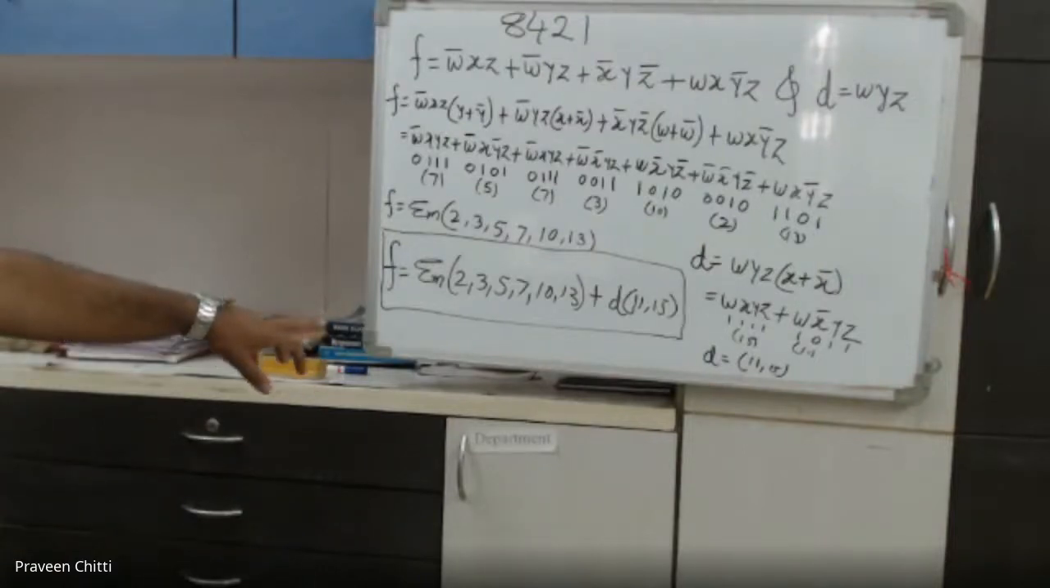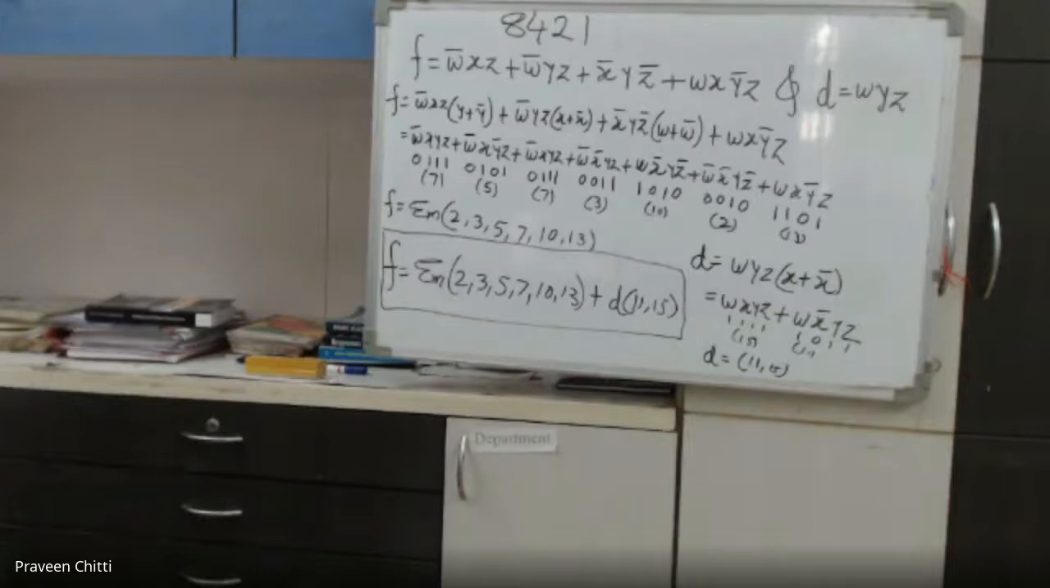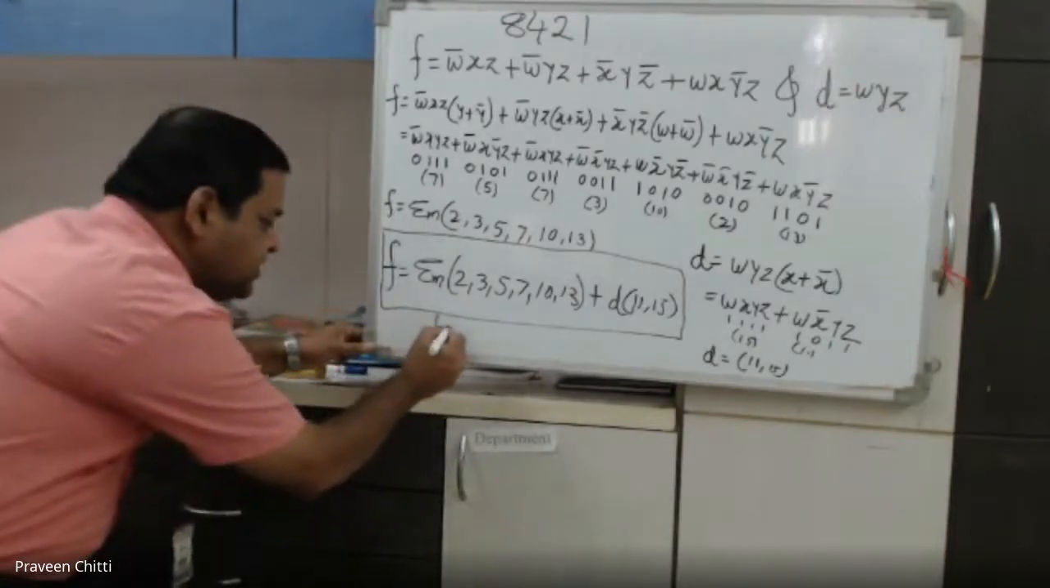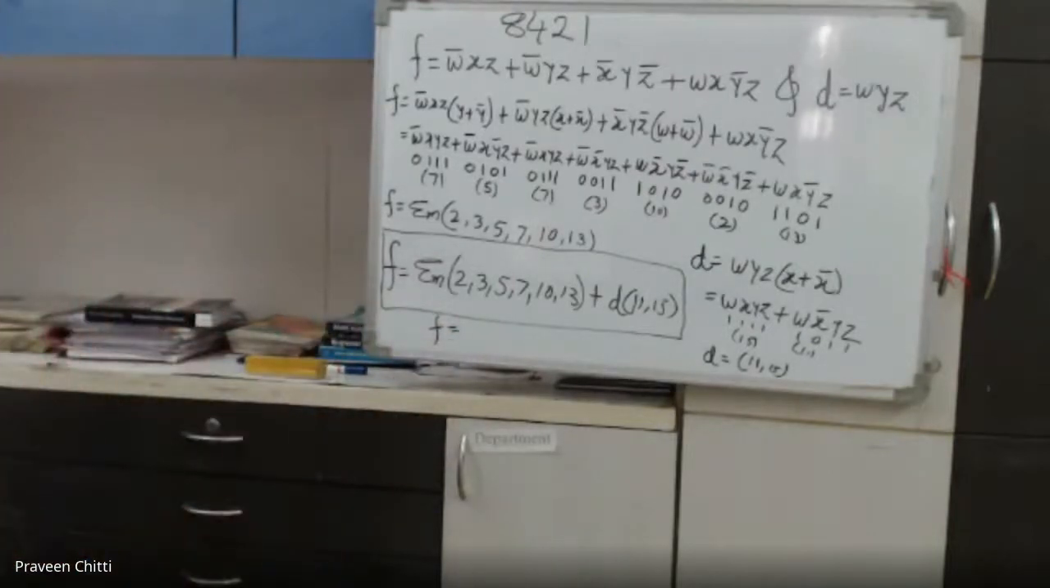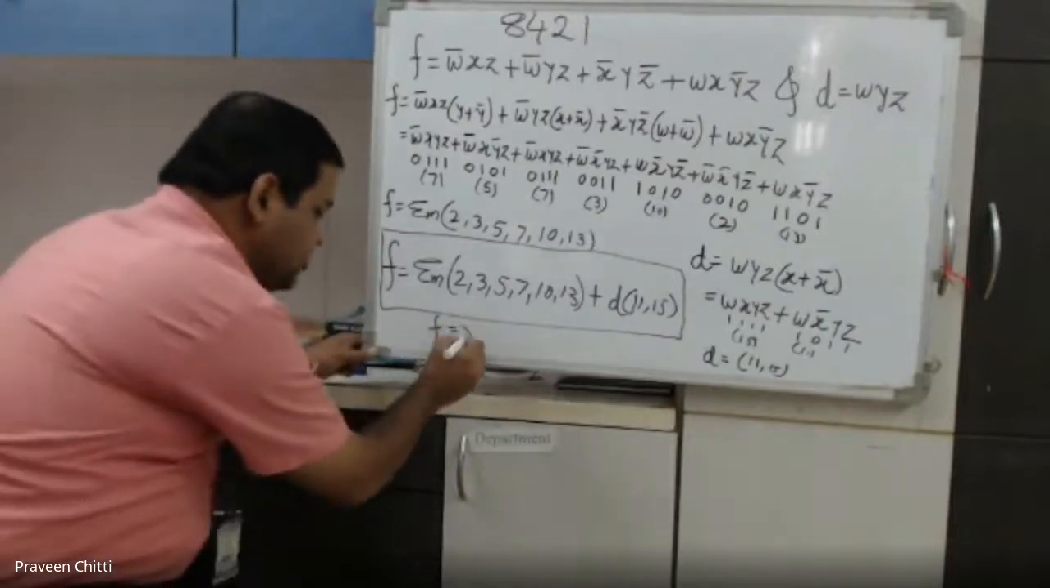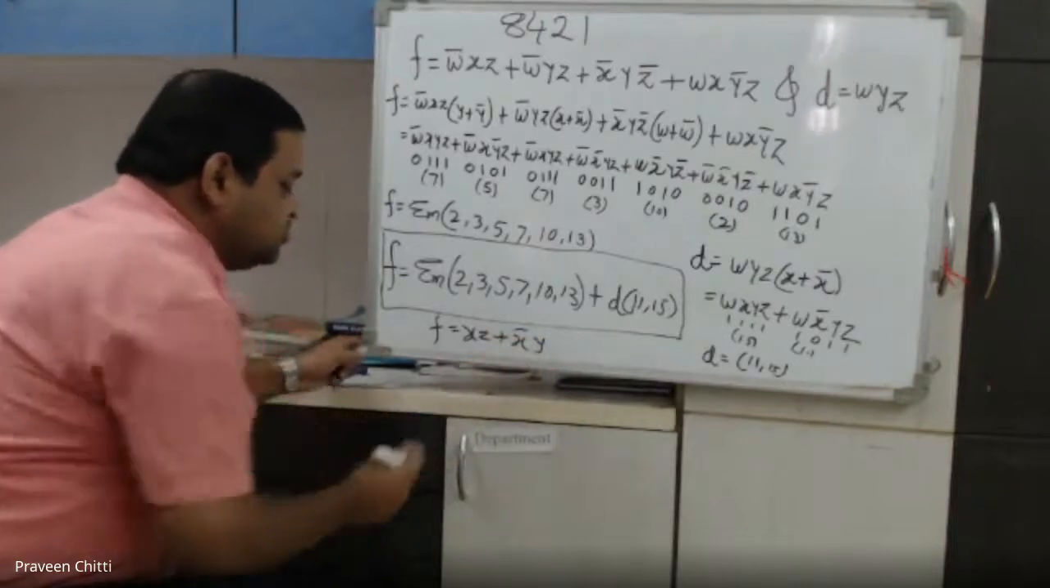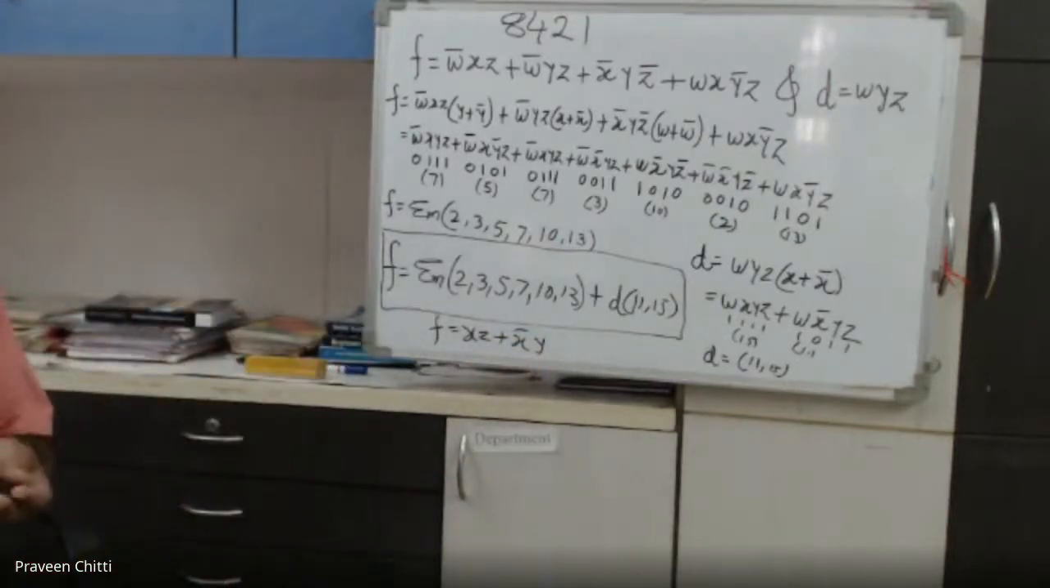For this you have to write the K-map and get the simplified expression. That expression you need to draw using NAND gates. In fact, I will give the answer, you can just verify: F equal to XZ plus X bar Y. This is the answer you should get. And then you have to implement this using NAND gates.